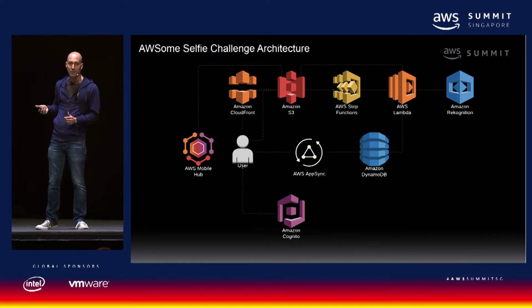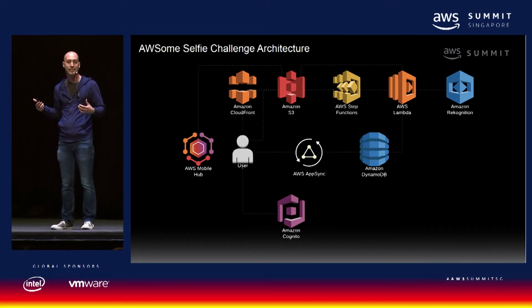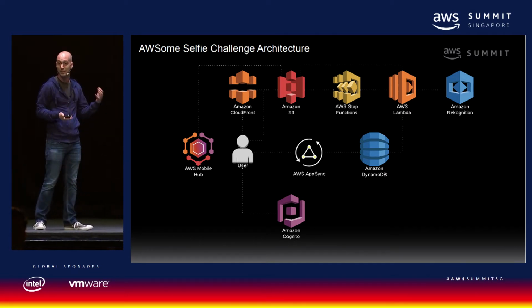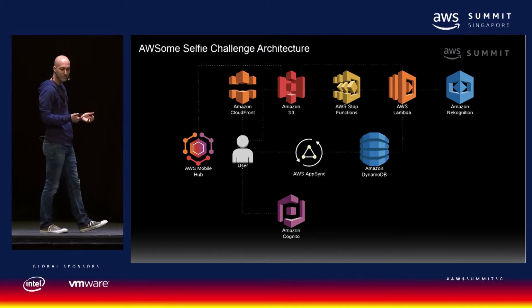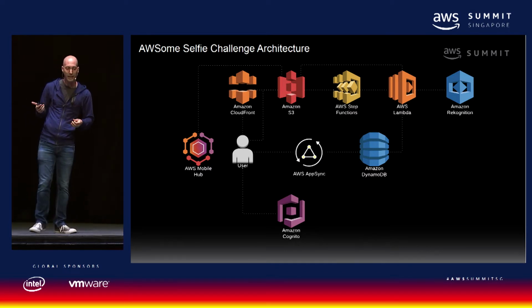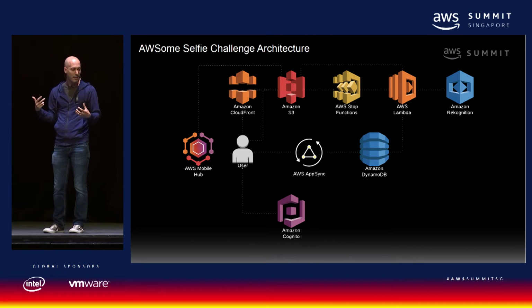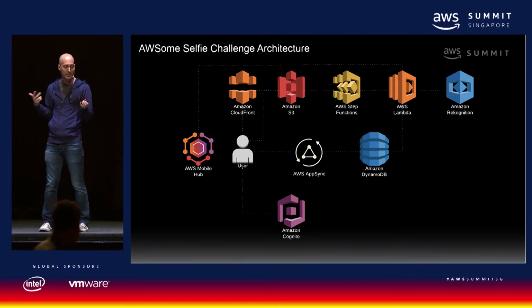I started with AWS Mobile Hub, which makes it easy to get started building applications for mobile devices. In this case, this was just a simple web app powered by React. And Mobile Hub set that up for me. It also set up a Cognito user pool and a CloudFront distribution backed by S3.